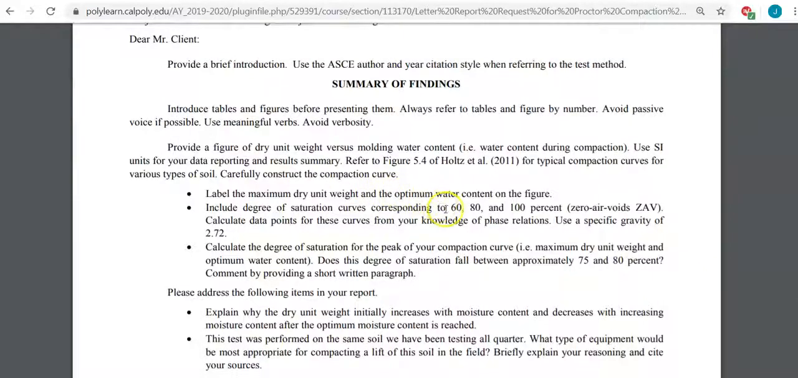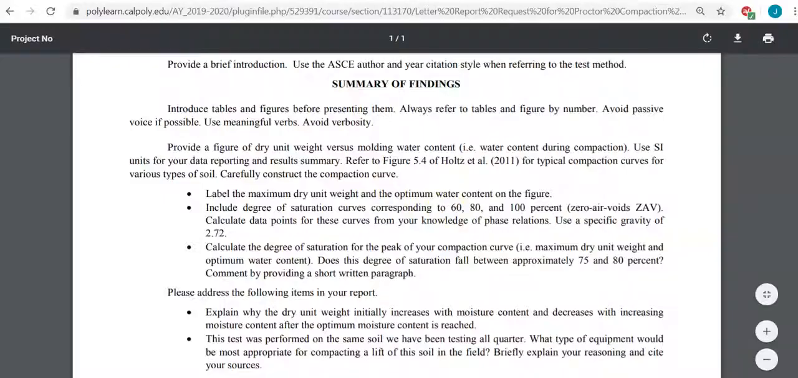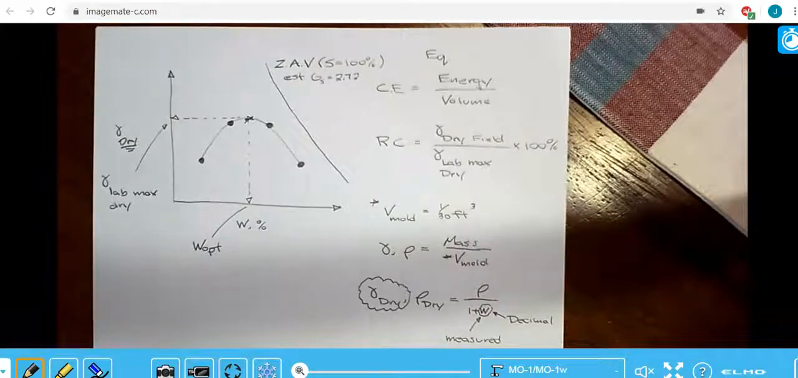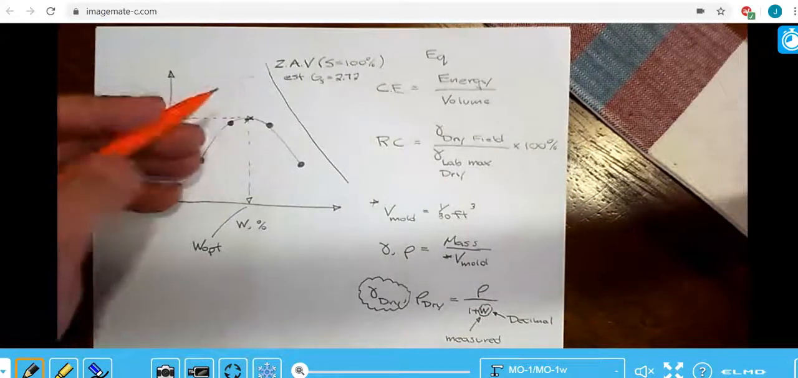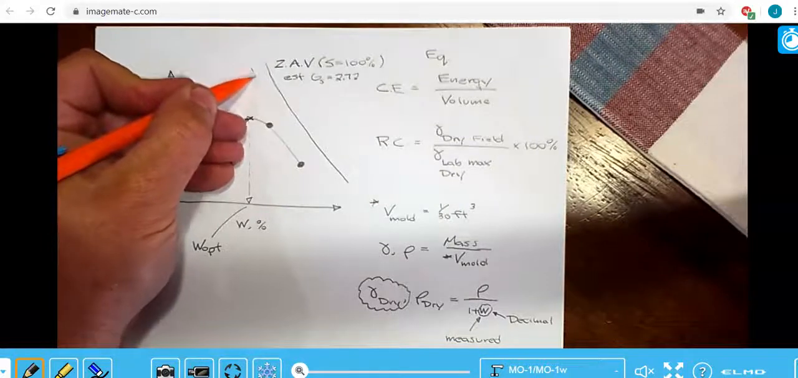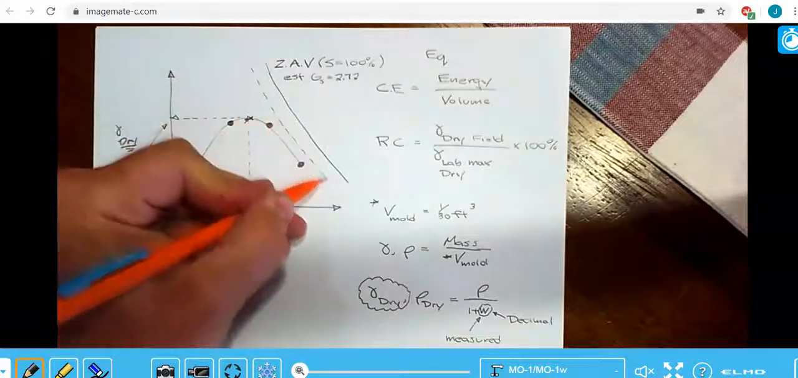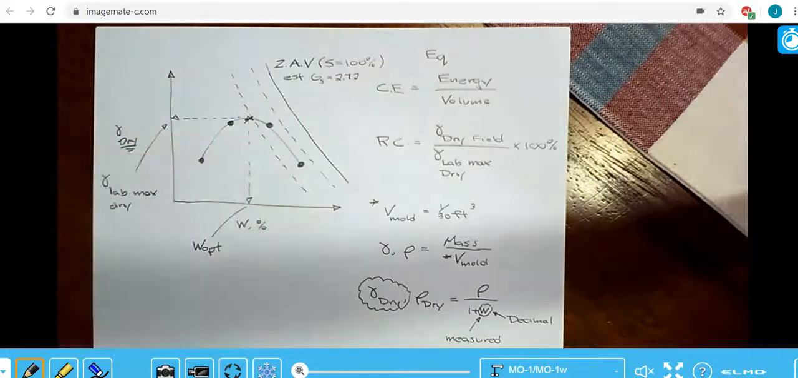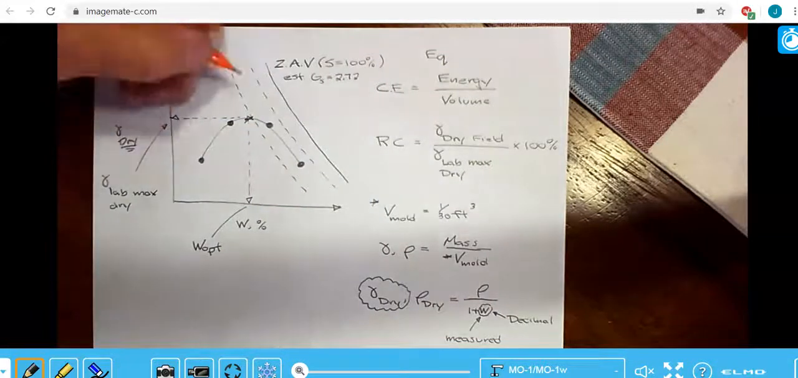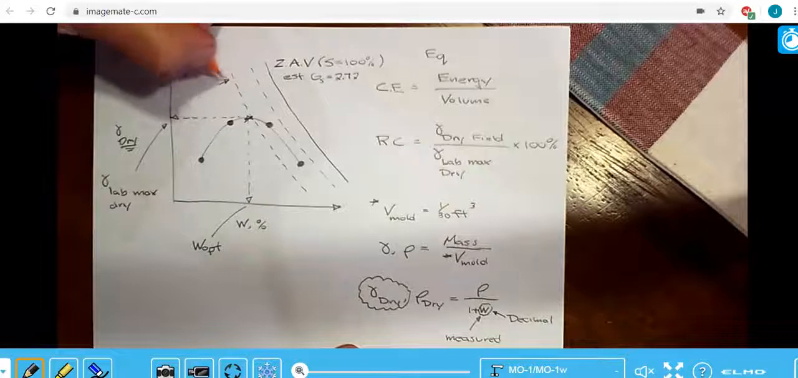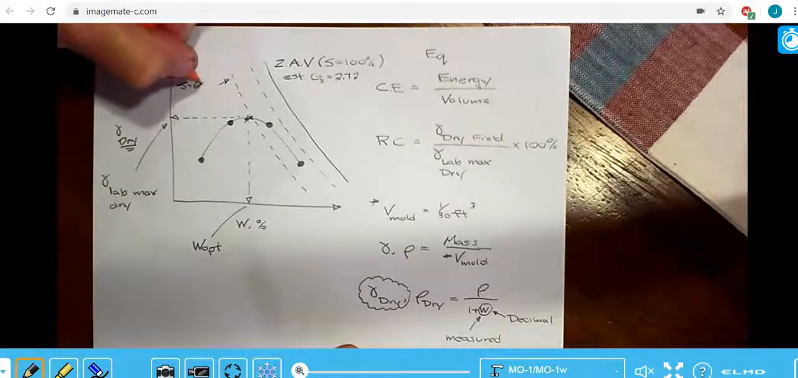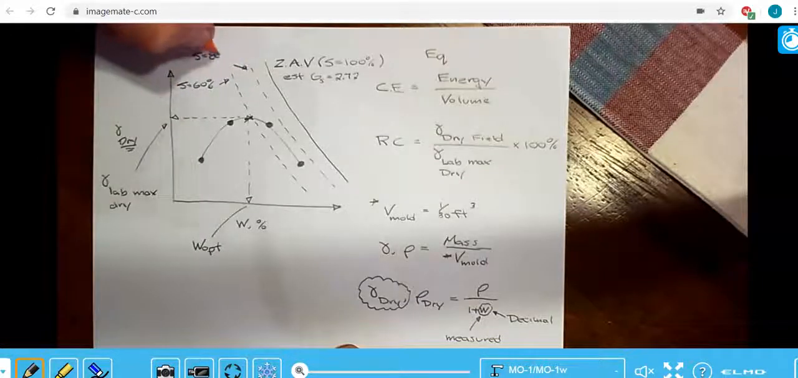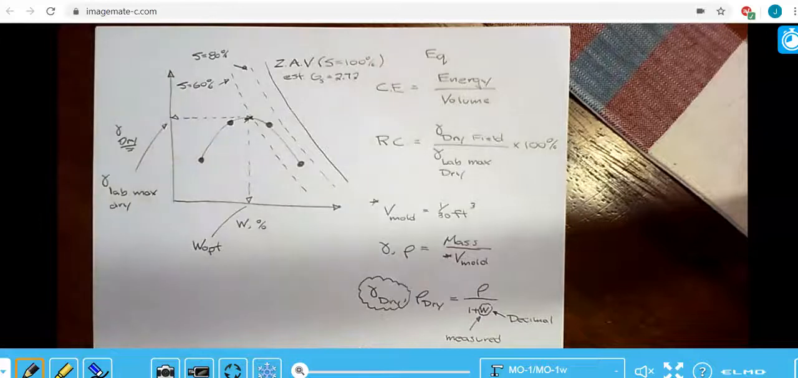Include saturation curves, 60, 80, and 100%. So here's 80. The 100% curve we call the zero air voids curve. So you're going to have this 100%. You're going to have the 80% saturation curve. You're going to have the 60% saturation curve. And make sure those are all labeled and easy to read. So this could be a curve associated with a 60% saturation. This could be the curve associated with 80% saturation. Okay, so that's what that means.